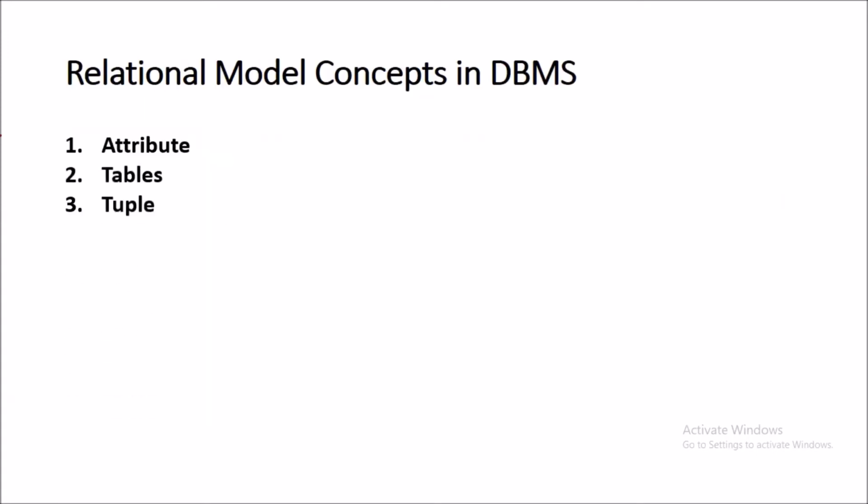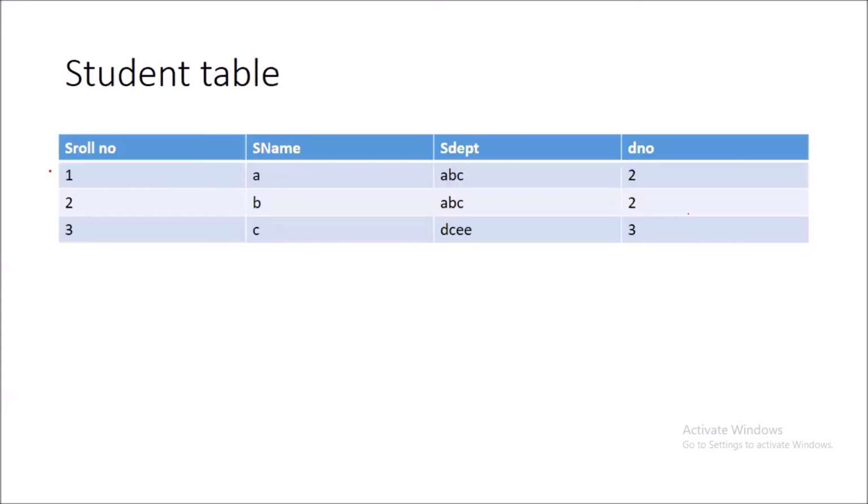Now next is tuple. As I said earlier, tuple is nothing but a single row of a table which contains a single record. Here, a single row is a tuple which contains the record. So here you can see row 1 represents information of a student A, his roll number, his department, and the department number. So tuple is nothing but a single row of a table.